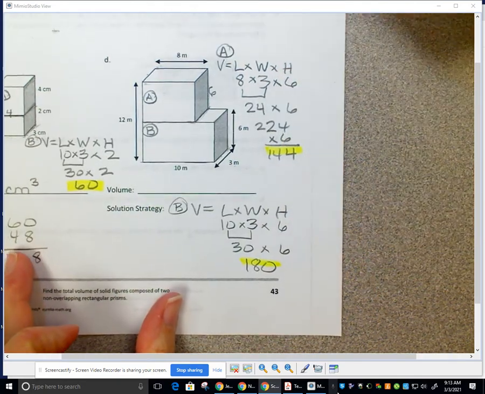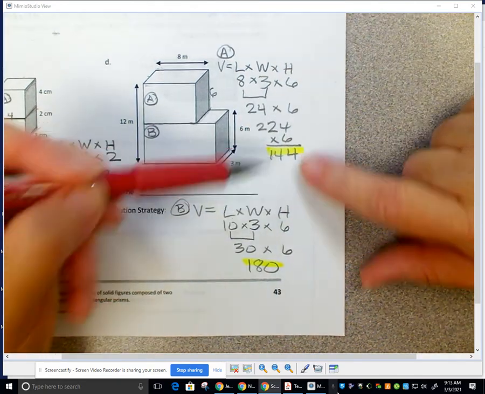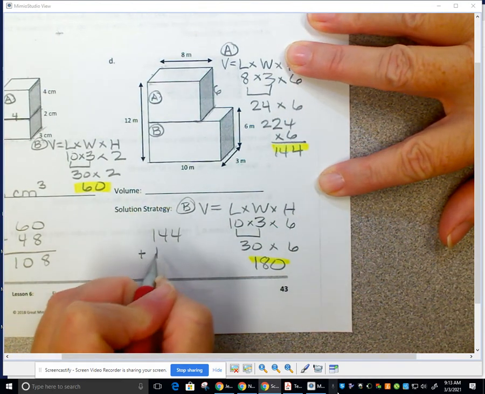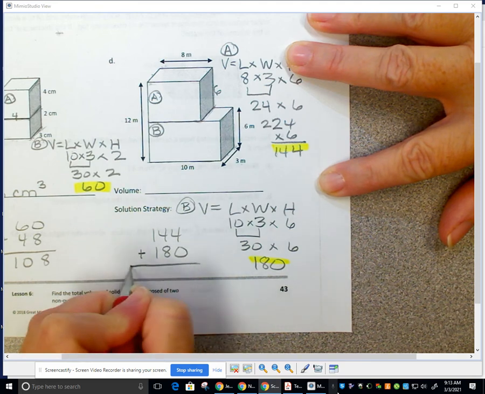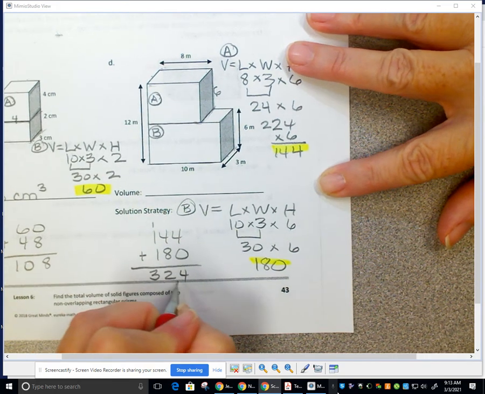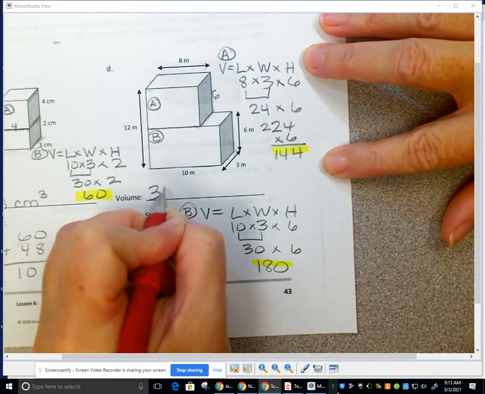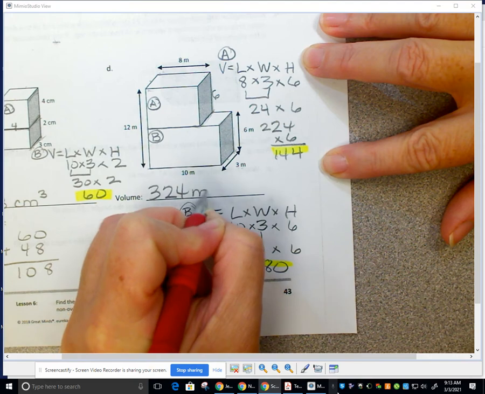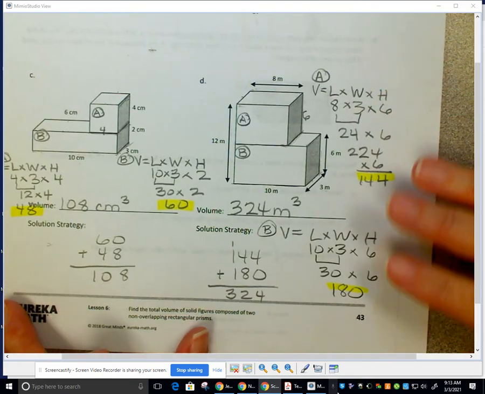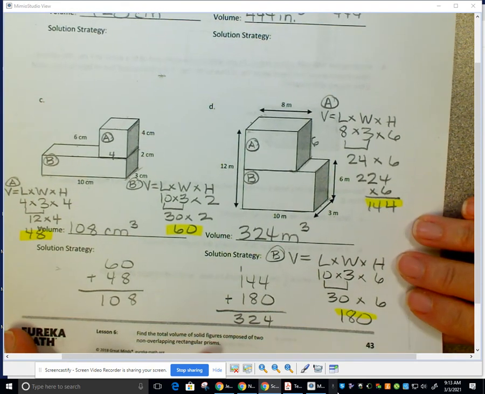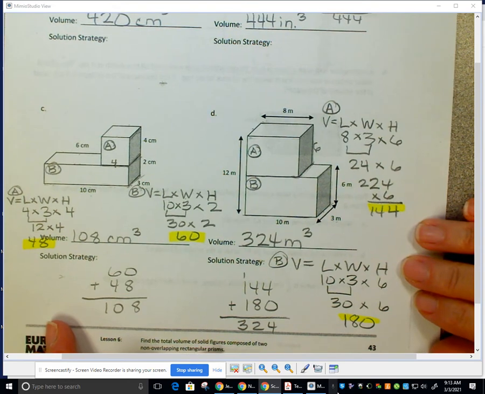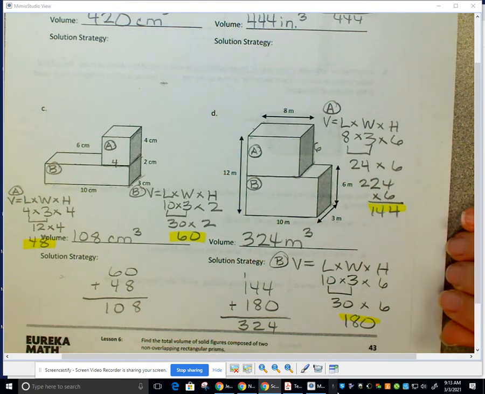So now I would take these two and add them together. 144 plus 180. That gives me 324. So my volume is 324 cubic meters. Okay? Now, I realize I'm going a little fast, so you could definitely pause it and practice. If you need more practice, let me know.